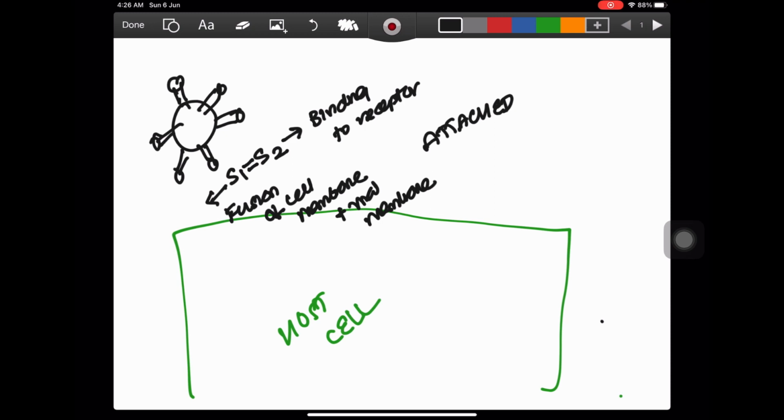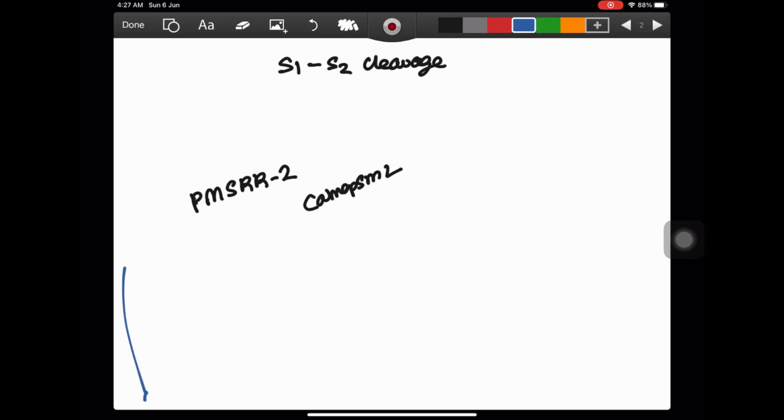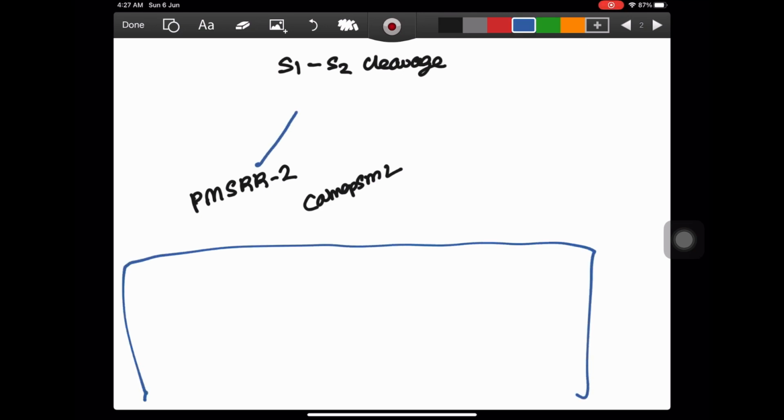So the first step in a virus getting attached to a host cell is S1 S2 cleavage. How does it get cleaved? How do S1 and S2 get cleaved? There are some membrane proteins on the host cell, like membrane serine proteases, and there is cathepsin L. They are usually present on the host cell membrane, and they go and cleave S1 and S2.